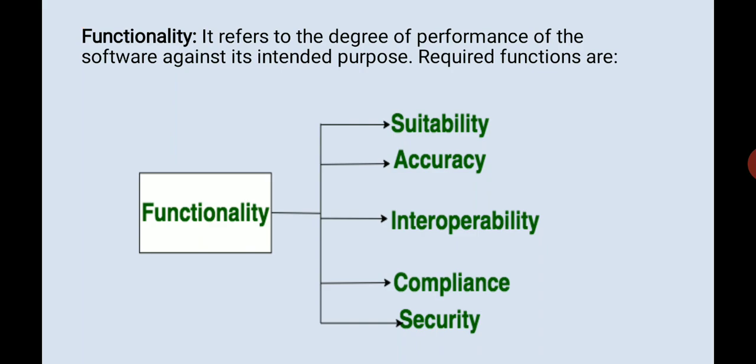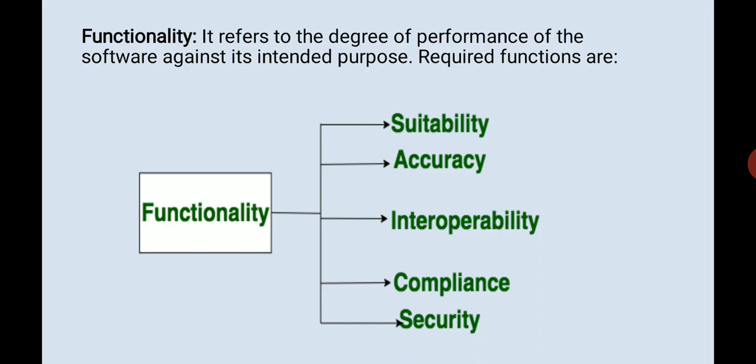Functionality refers to the degree of performance of the software against its intended purpose, right? Every software we discuss has a purpose. So you sit down, we were doing requirement analysis, and unless and until it is produced according to the standard, it is not deployed, right? So every one of them has an intended purpose, and functionality defines how it is performing against its purpose, right?